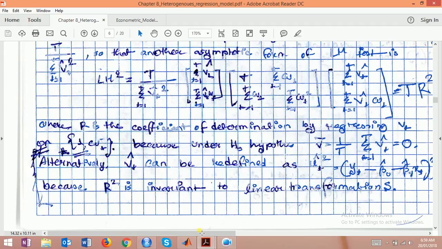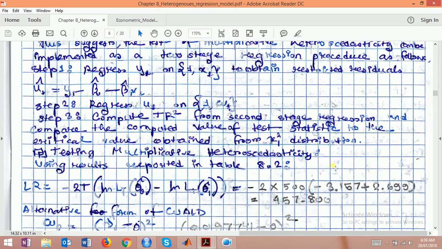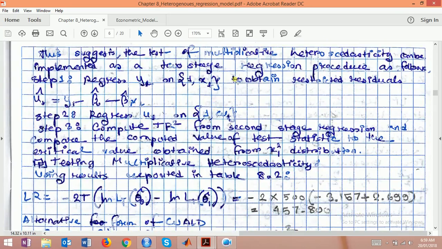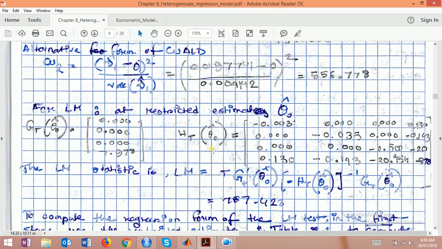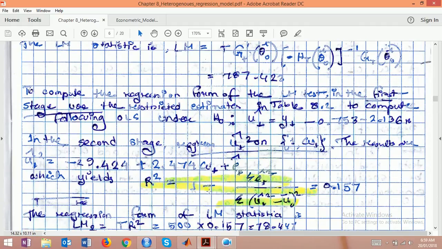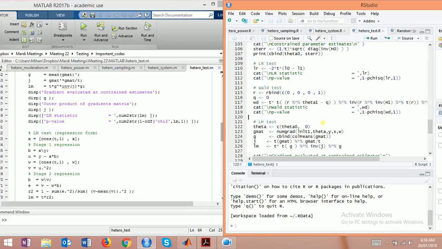So the steps are to regress y on x, to find the residual u, then regress u on 1 and omega, and compute T times R square. And R square is 1 minus the sum of e square over the sum of u square. Okay, so regress y on x for the LM test.